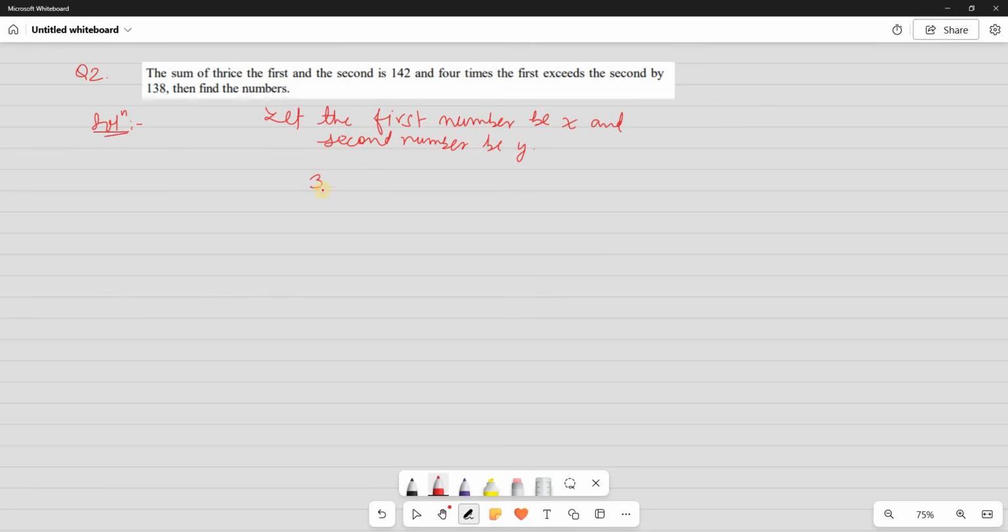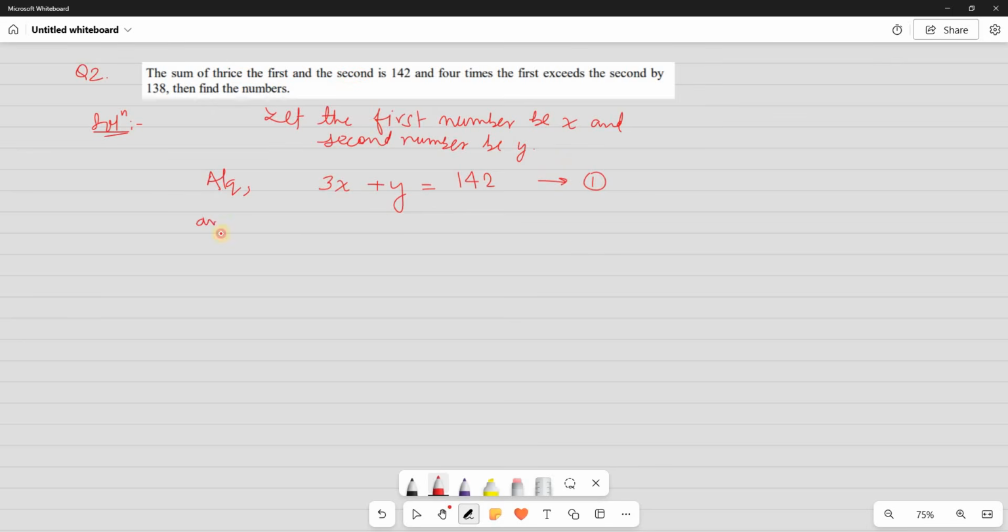So that basically means the sum of thrice the first is 3 times x, and the second number is y, so plus y. That equals 142. That's the first relationship between the two numbers: 3x plus y is 142. Let's assume this is equation 1.